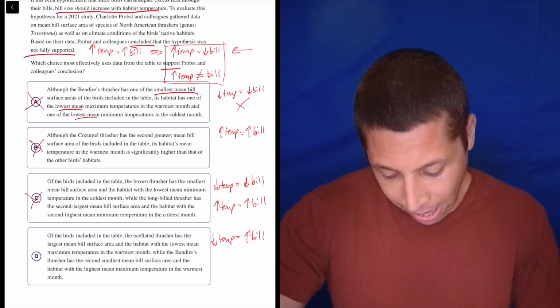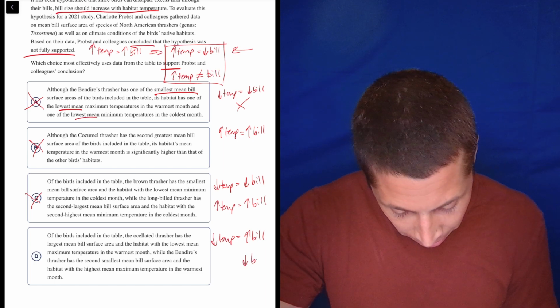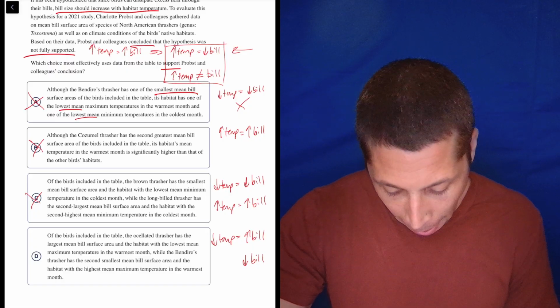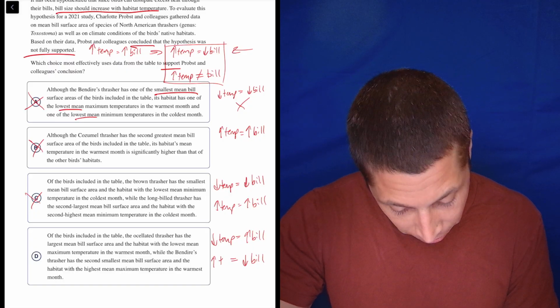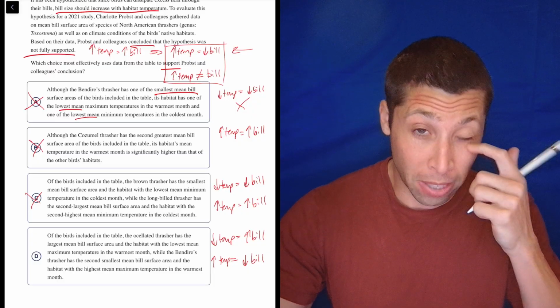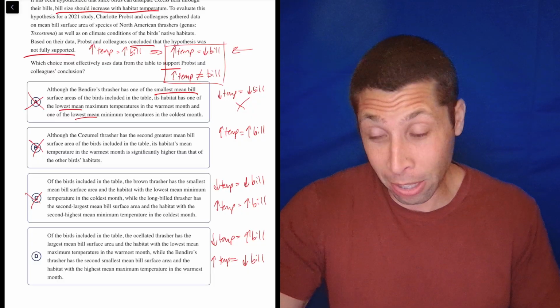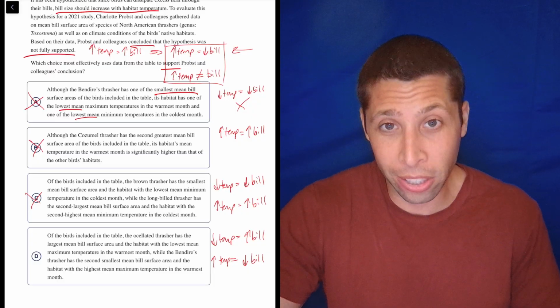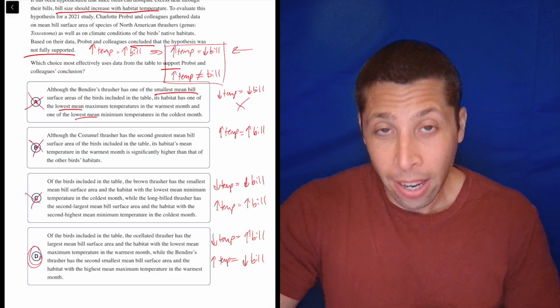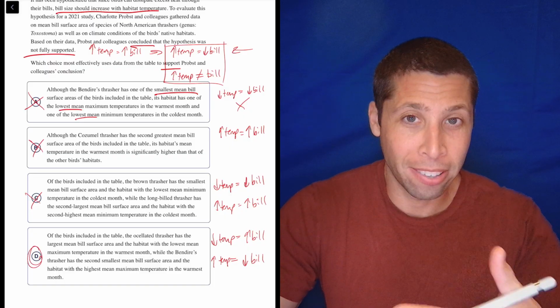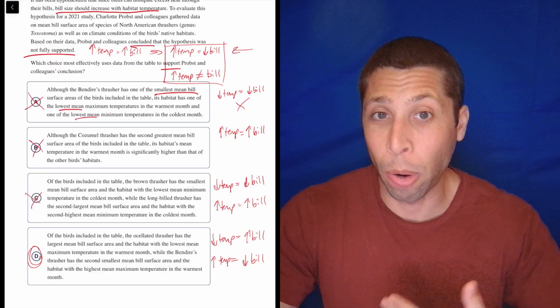While the Bendire's thrasher has the second smallest mean bill surface area and the habitat with the highest mean maximum temperature in the warmest month. Okay. Well, in terms of dumb summaries, this is really in two ways hitting the mark. This is exactly what I expected it to say. So I would pick this, and now what would happen next has a lot to do with how much time I have left on the clock and what module I'm in.